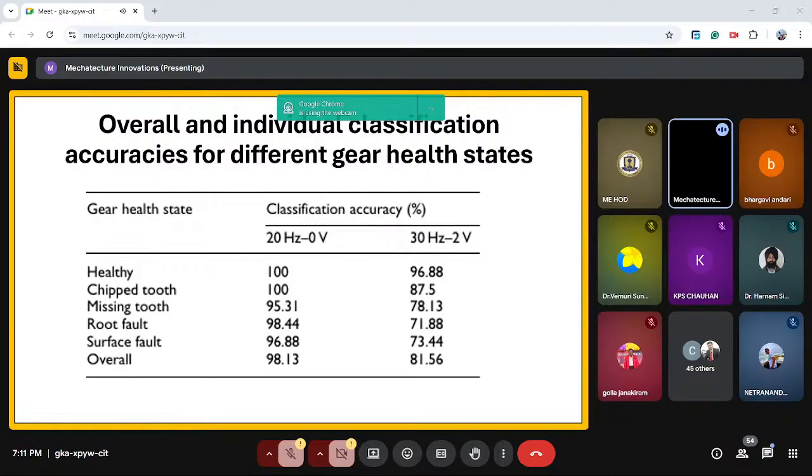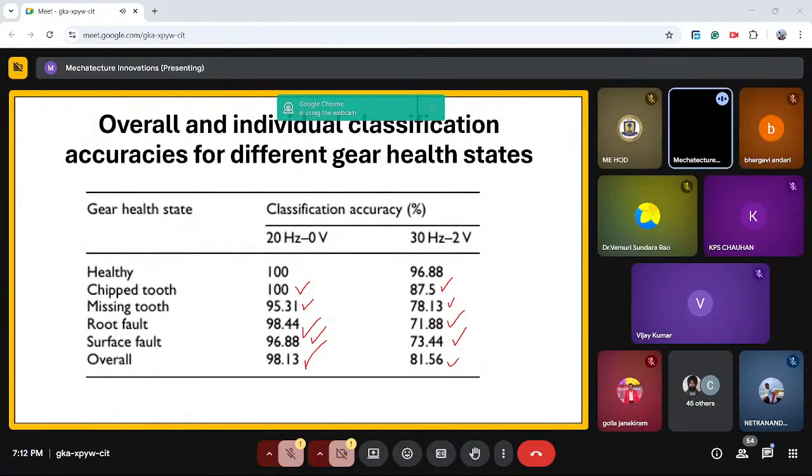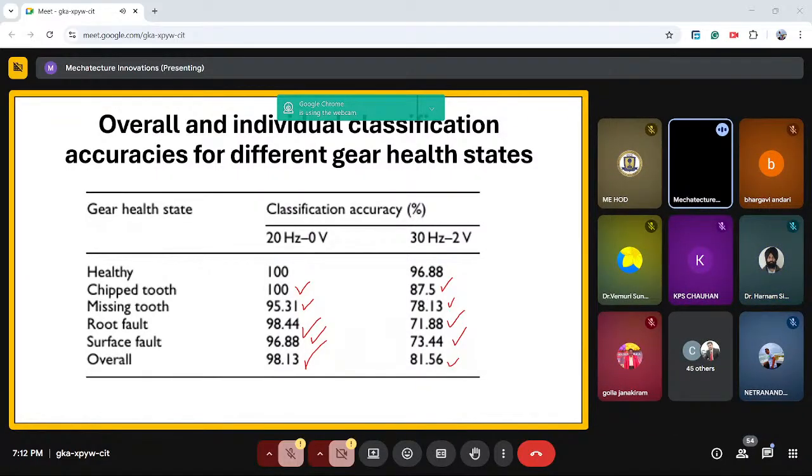But at 30 hertz and 2 volt torque, our accuracy is only 96. We were able to predict the chipped tooth 100% at zero torque, missing tooth 95% accuracy, 98, 96, 98. And of course, at high RPM, the percentage is slightly reducing. But the point we wanted to make is, we were able to actually predict the failure without calculating time domain or frequency domain parameters, but by getting the visibility pattern of the system.